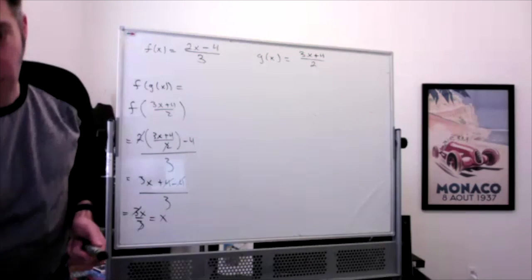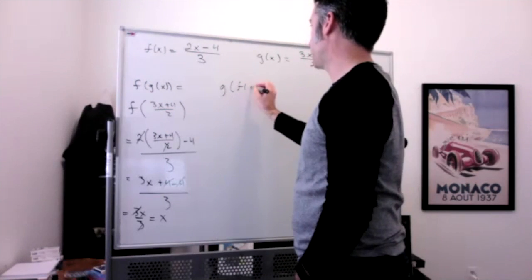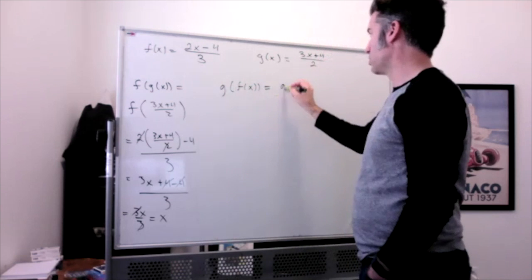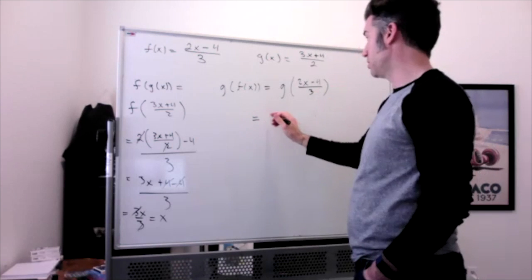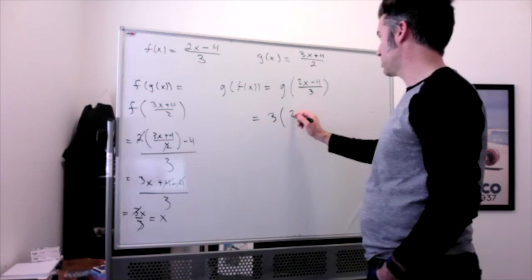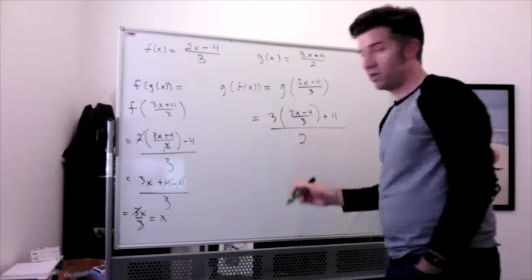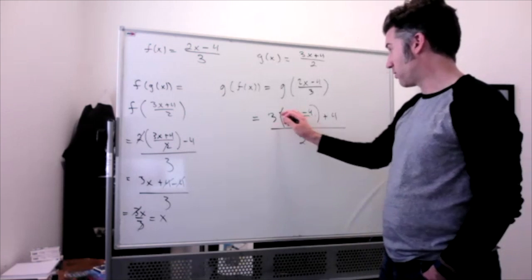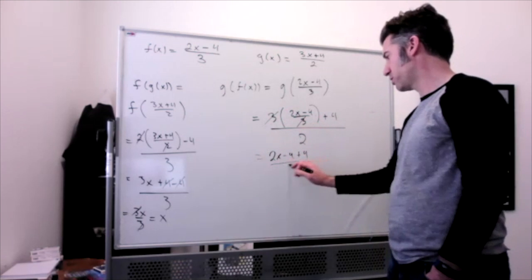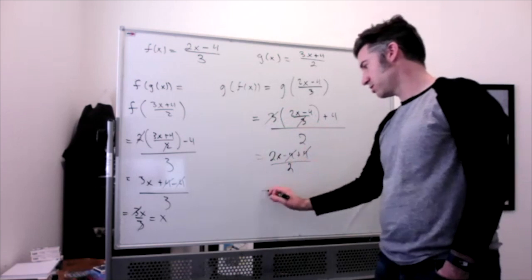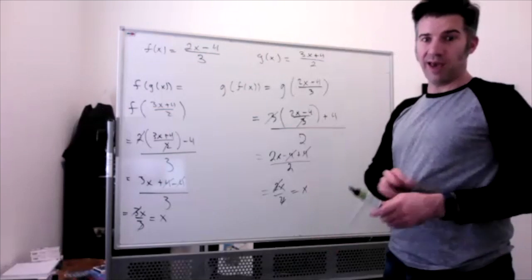And unfortunately, it is true that we have to check both directions. We do have to check that g of f of x is also equal to x. So I'm going to get g of 2x minus 4 over 3, which is going to be 3 times this plus 4 over 2. And then I can cancel things in the same sort of way. The 3's cancel there. You get 2x minus 4 plus 4 over 2. Minus 4 plus 4 cancels. You get 2x over 2. The 2's cancel. You get x. Okay, so we can show they're inverses.